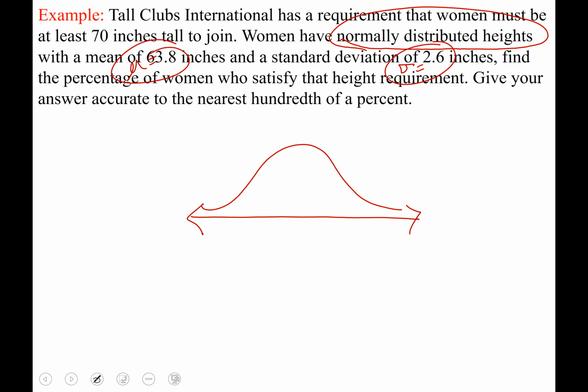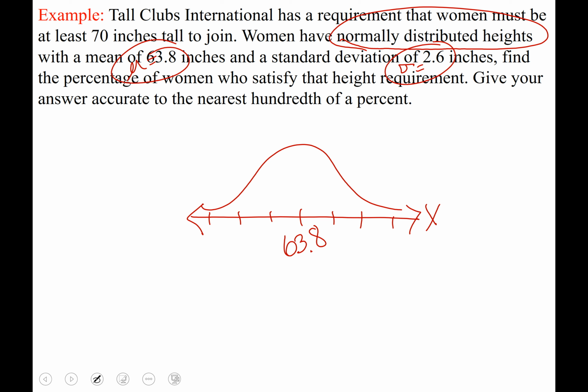So we're not going to put a Z, we're going to put an X because we don't have Z-scores here. We're not going to put a 0 in the middle, we're going to put a 63.8. And our standard deviations will be traveling out plus 2.6 inches, plus 2.6 inches, plus 2.6 inches. And in the other direction, minus 2.6 inches, minus 2.6 inches, and minus 2.6 inches.